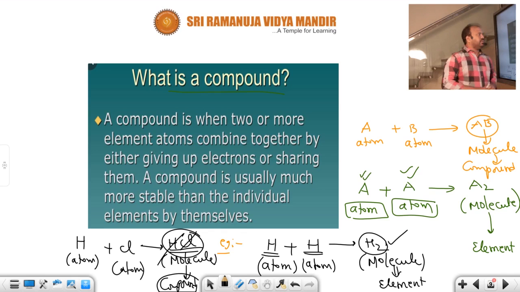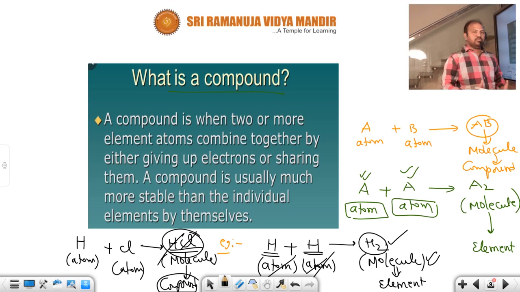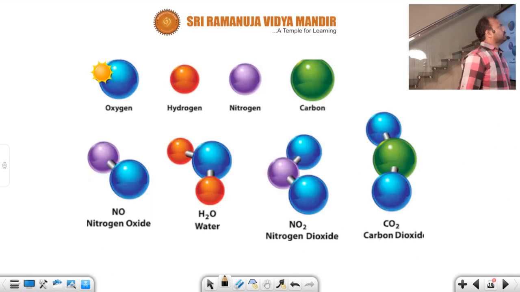So a compound is when two or more element atoms combine together by either giving up electrons or sharing them. A compound is usually much more stable than individual elements by themselves. That means, compared with atoms, atoms are combined to make the molecule. The molecule is more stable than which one? Atoms. Atoms are less stable. Molecules are more stable. For stability purposes, atoms are combined to give the molecule. That molecule is more stable.